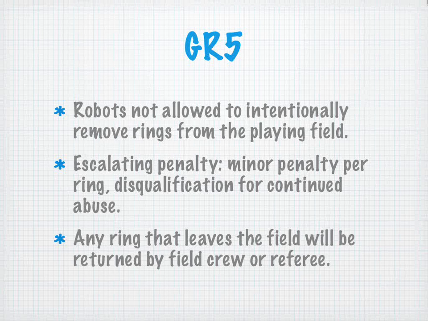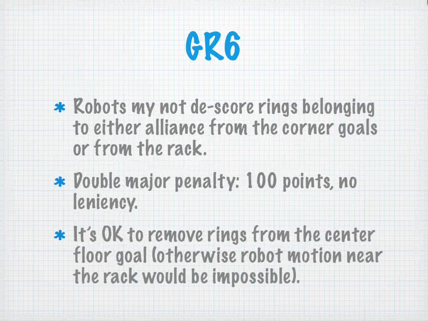Game restriction 6: robots may not descore rings belonging to either alliance from the corner goals or from the rack. And this is a double major penalty. It's 100 points. That's probably as many points as a robot is likely to make in a match, so that's gigantic. Don't do that. And that applies to your rings as well as the opposing alliance's rings.